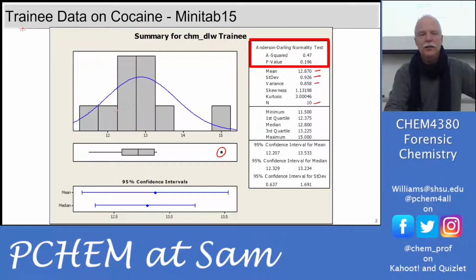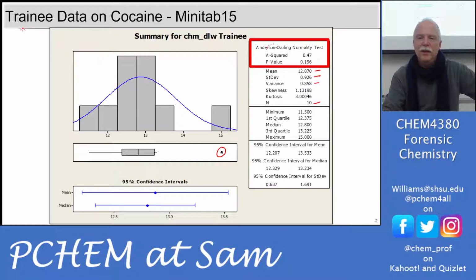It also shows the histogram of the data and then puts this normal curve on it. And it tests to see if this distribution is normally distributed. So they have this Anderson-Darling normality test. So it's giving you this p-value for normality.